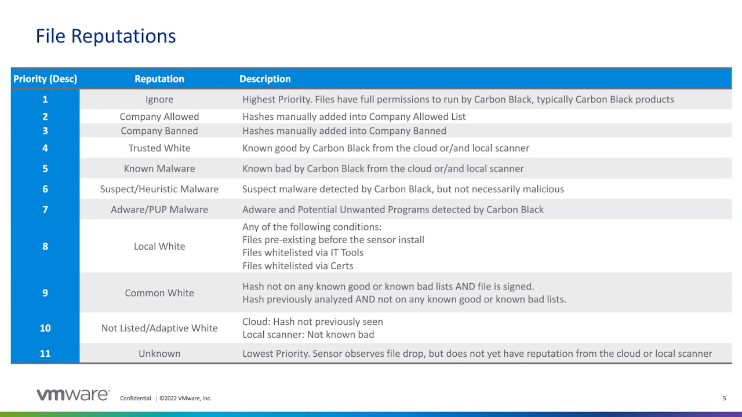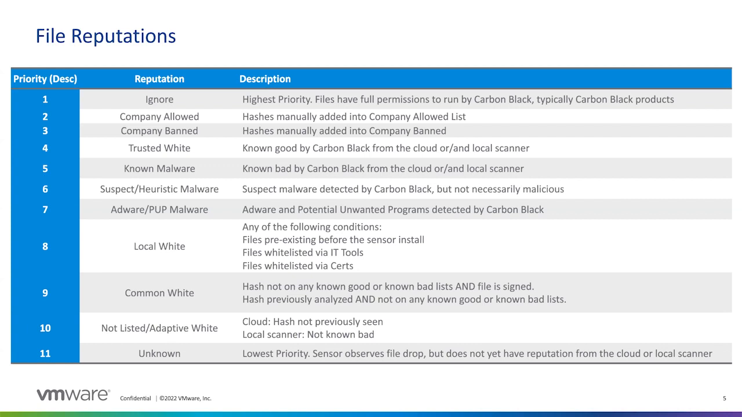Next on the list is company banned. So this is the opposite of company allowed: anything added to the company banned list. Next up, we have trusted white, which is provided by our sensor, by the built-in scanners, and the cloud reputation system. Up next, known malware. This is also provided along with suspect and adware. After those three malicious reputations, we have the local white and the common white reputations.